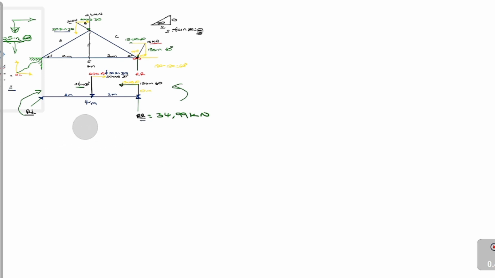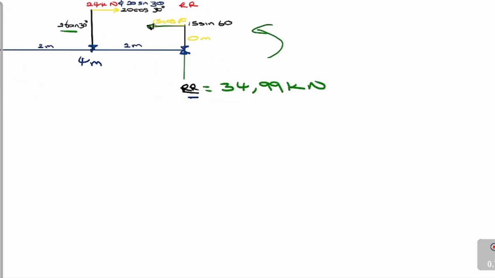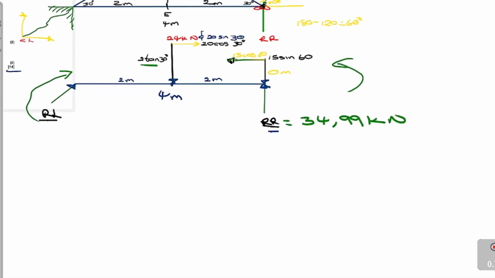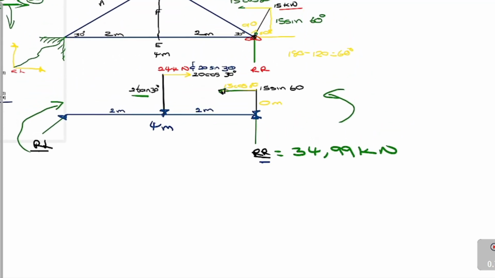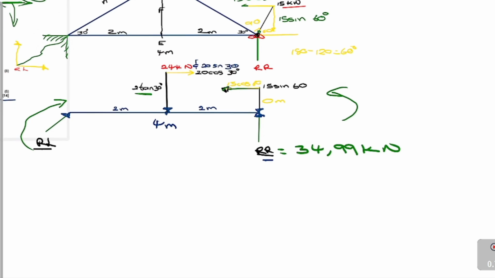So that is how you find the reaction, right? Okay, so let's do the other reaction. So the other reaction is reaction L, or the hinge load, right? The reaction on the hinge. So we are going to look at RR. So we will stand on RR and look at the reaction RL, right?